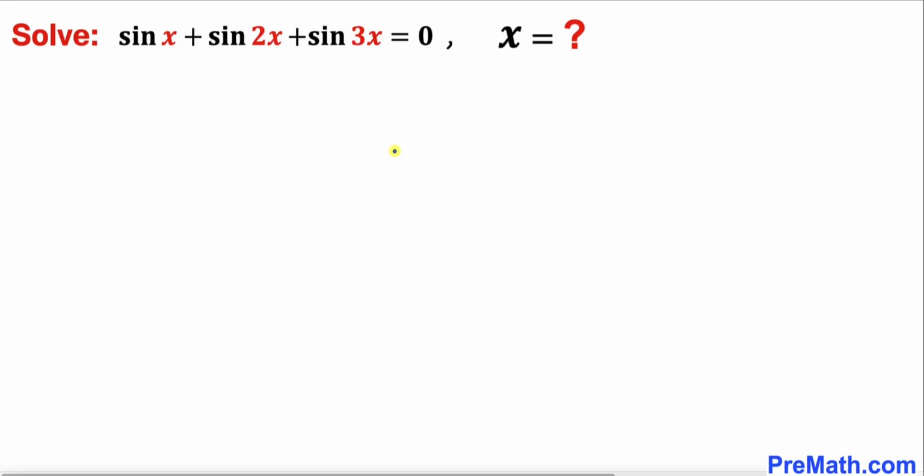Welcome to PreMath. In this video, we are going to solve this given trigonometric equation: sine of x plus sine of 2x plus sine of 3x equals 0.